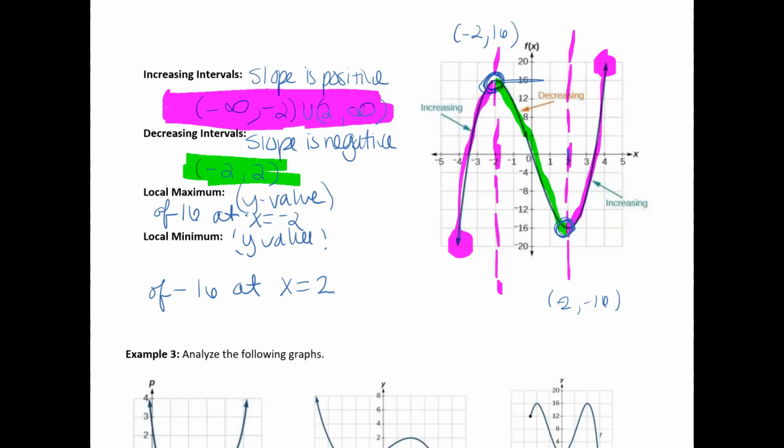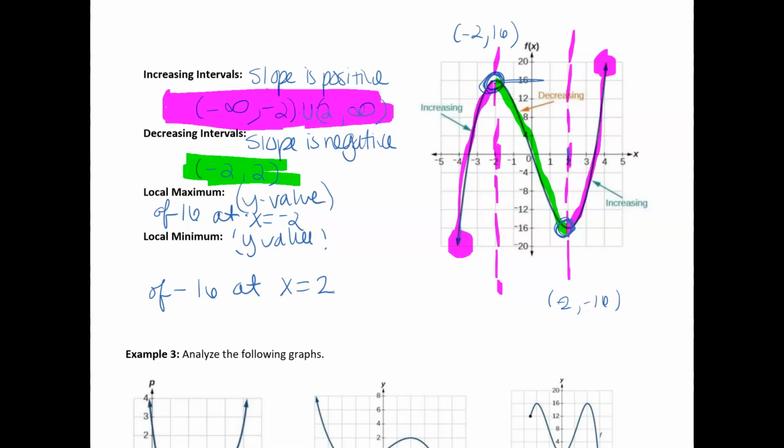And so look at the graph. I know it looks a little crazy now, but looking at the graph, we can pull data of where it is increasing and where it is decreasing. Remember, those are going to be x values. Where's the local maximum and minimum? That's your y value, so 16 at x equals negative 2.